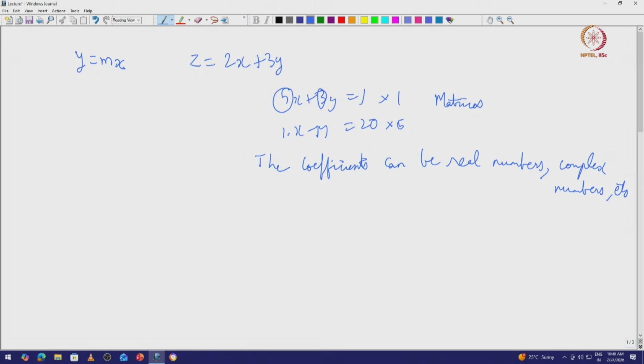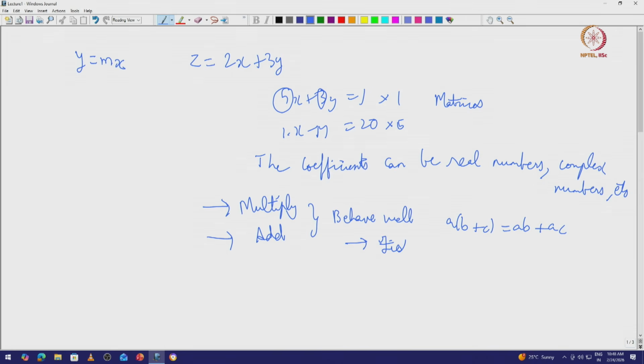So basically, these coefficients must be from a set where you can multiply numbers, you can add them, and these two behave well with each other. For example, distributivity must hold, and so on and so forth. These kinds of sets with these operations of multiplication and addition, recall they're called fields. But if you've not seen fields, not to worry. Simply assume that these coefficients are from real numbers or complex numbers. That's all we'll deal with in this course. In fact, largely real numbers, complex numbers only to a much lesser extent.